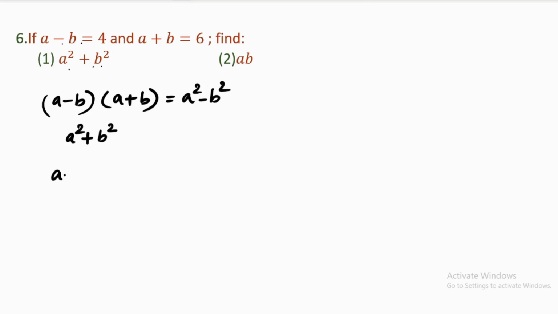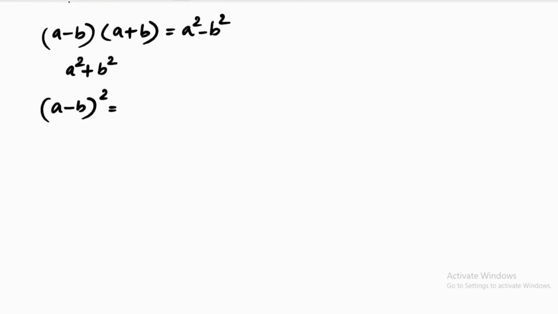Now we know the equation for a minus b the whole square, that is a square minus 2ab plus b square. Correct? Now what is a plus b the whole square?